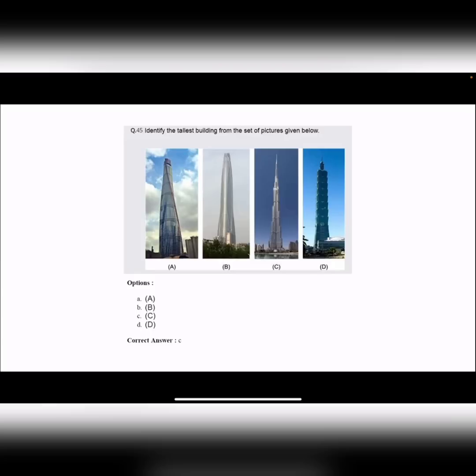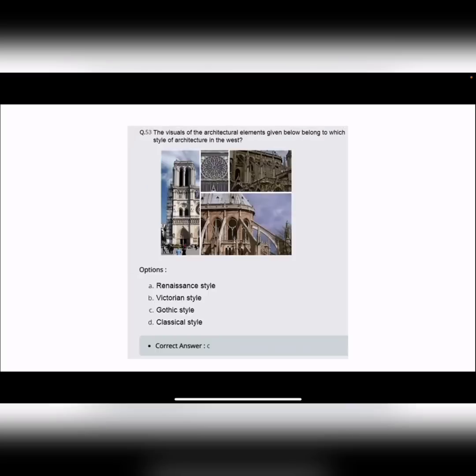Identify the tallest building from the set of pictures given below. From the pictures it is clear, right? Option C, Burj Khalifa, the image of that building is given. So that is the tallest building.